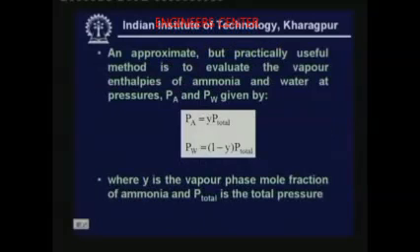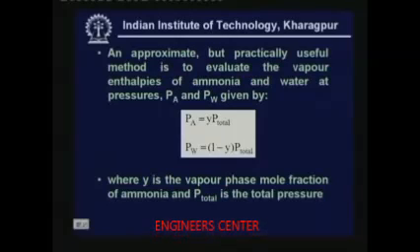So, an approximate but practically useful method is to evaluate the vapor enthalpies of ammonia and water at pressures Pa and Pw given by Pa is equal to Y into P total and Pw is equal to 1 minus Y into P total. Remember that this is an approximate method, but it gives reasonably accurate results. And what is Y here? Y is the vapor phase mole fraction of ammonia and P total is the total pressure.